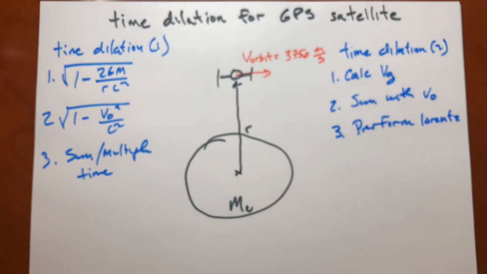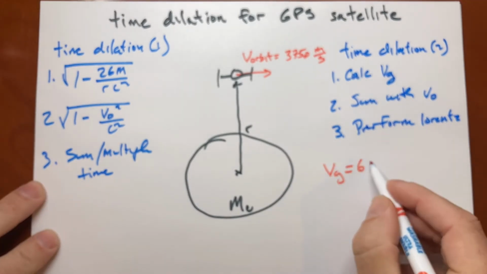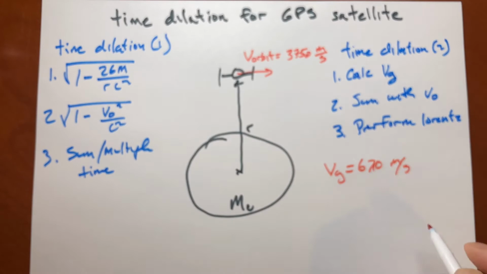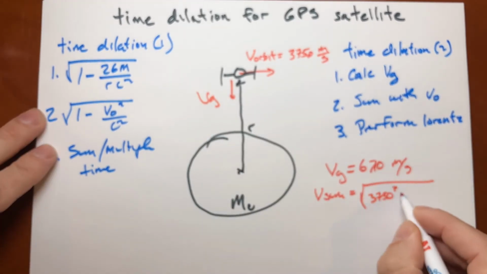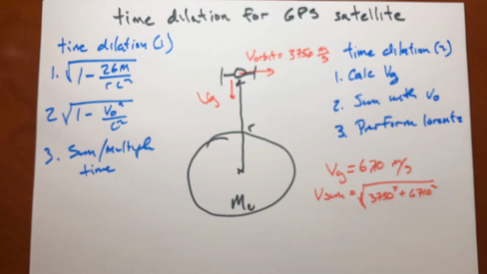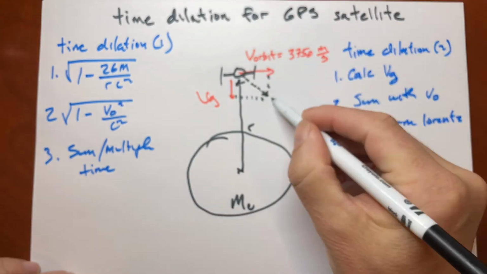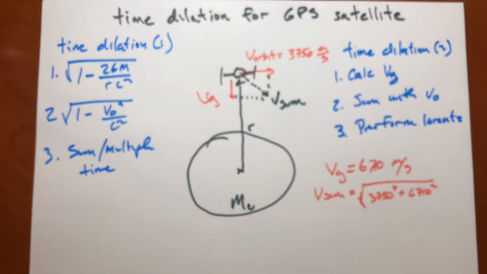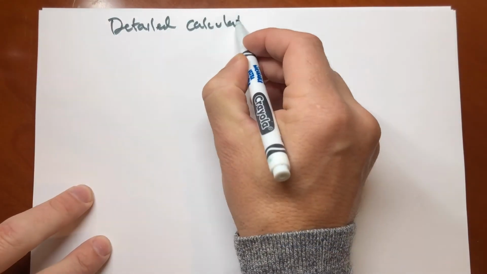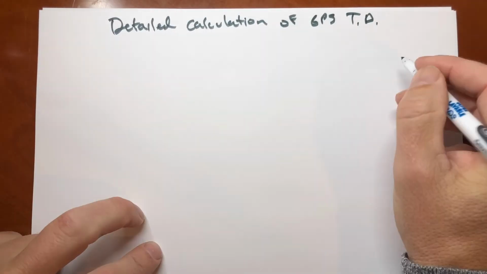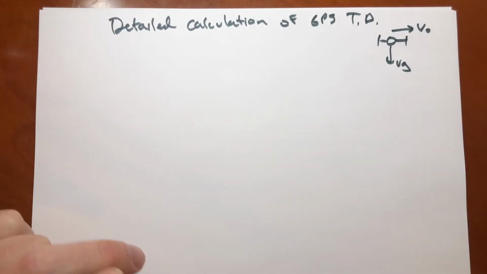The alternative way using gravitational velocity is simply to calculate the gravitational velocity of the satellite, which is the VG, and then geometrically sum it with the orbital velocity to get a net vector, V sum, and then just apply that net velocity to the standard Lorentz transform of special relativity. This will give you the same number.